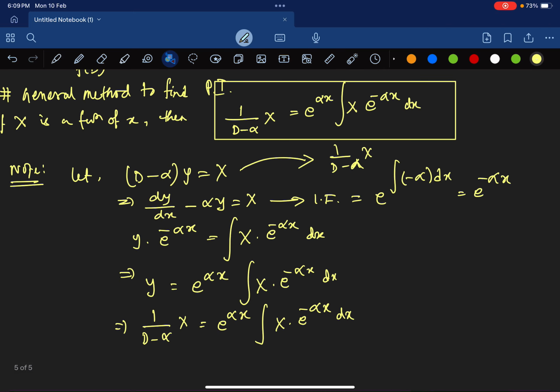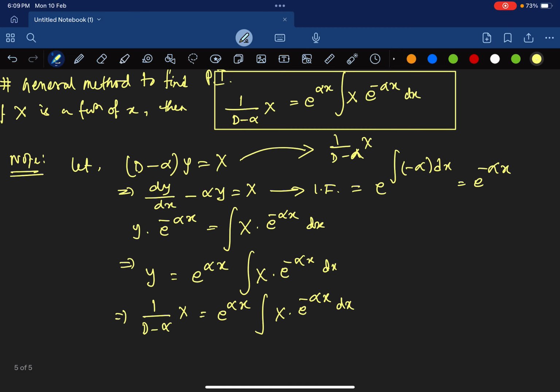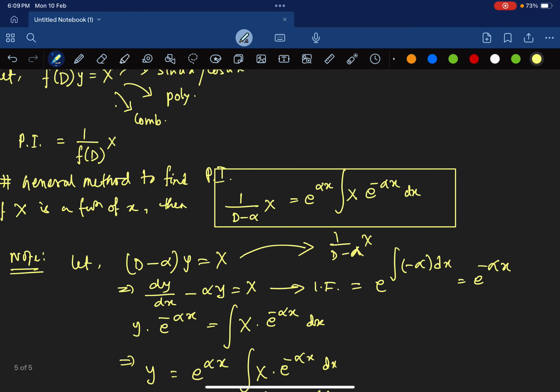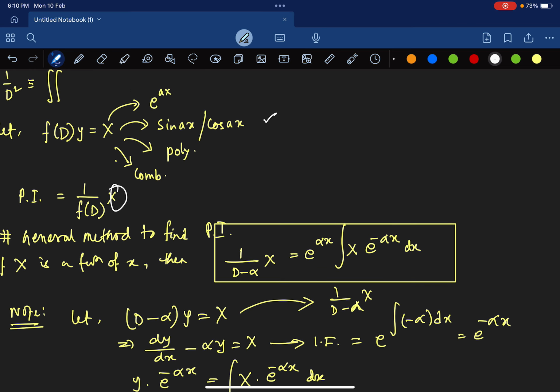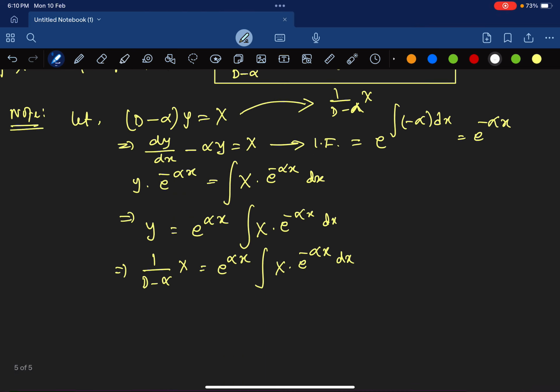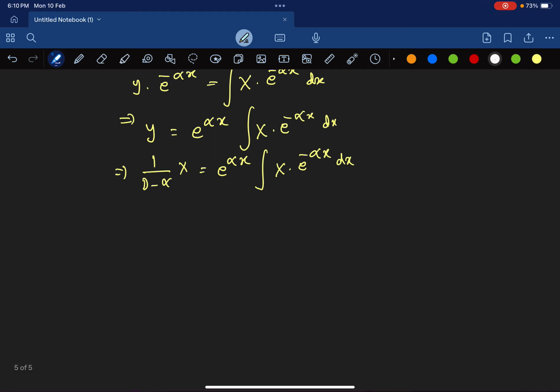Now from this formula one can derive different types of results. Different types of results means, if this X becomes e^(ax), what will be the situation, or if it becomes sin ax, cos ax, polynomial or a combination, what will be the situation. Those things we can discuss now. So the first rule or first formula: the previous one was the general formula, now we can have the subsequent particular cases.